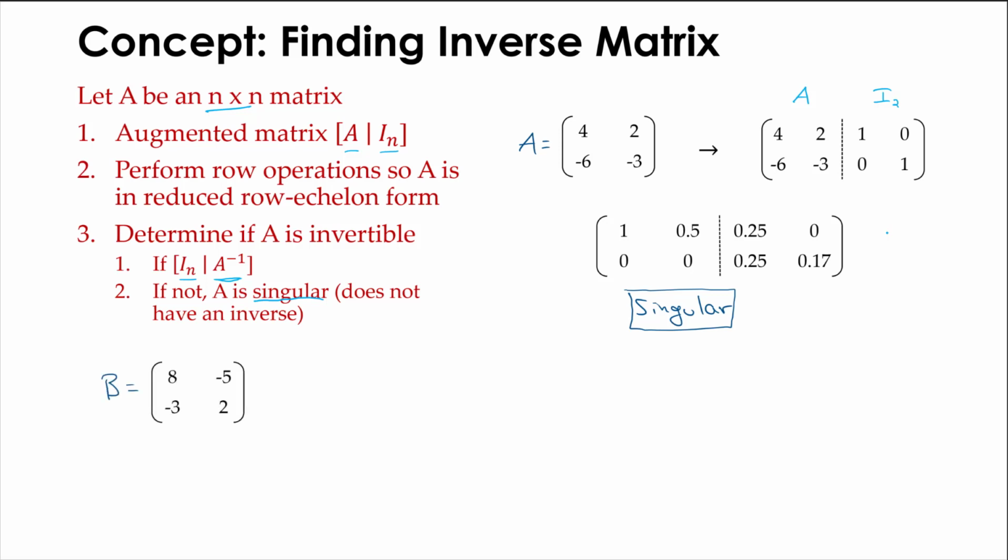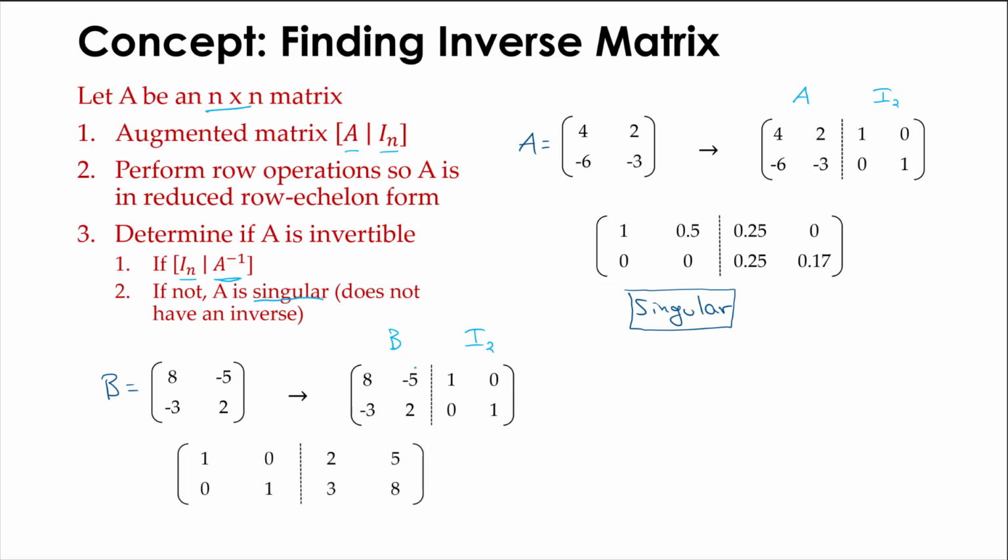Now let's take a look at another one. If I've got matrix B here, again, the first step, I'm going to rewrite this with matrix B on the left-hand side and the identity matrix for a 2 by 2 on the right-hand side. And if I go through my row operations and I get the identity matrix for a 2 by 2 on the left-hand side, then what's left over on the right-hand side is my B inverse.